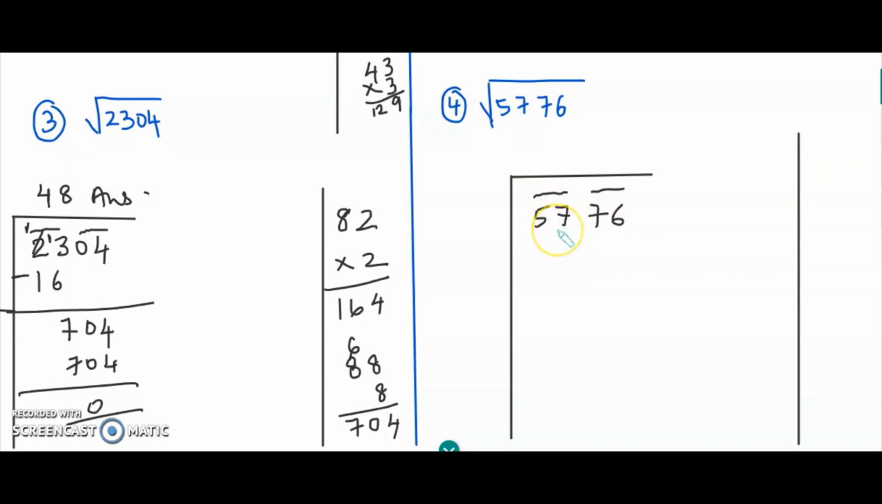57. Nearest, smallest perfect square. Let's start. 1 square 1, 2 square 4, 3 square 9, 4 square 16, 5 square 25, 6 square 36, 7 square 49, 8 square 64. 64 or 49? Yes, 49. So 7 sevens are 49. Let's do the subtraction. So what I'll get? Let me put a 4 here and a 7. So 8. Bring down the 76.